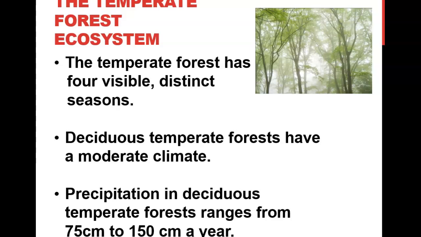Okay, we're going to talk about the temperate forest ecosystem. The temperate forest has 4 visible distinct seasons. So I have summer, winter, fall, spring, and the deciduous temperate forest has a moderate climate. Precipitation in deciduous temperate forest ranges from 75 centimeters to 150 centimeters a year. So that's considerably more precipitation than what we get here in central Texas. Also, trees and bushes grow in a forest. The forest soil helps these plants' roots grow and get water and minerals from the soil. So the soil is very rich in these forests.